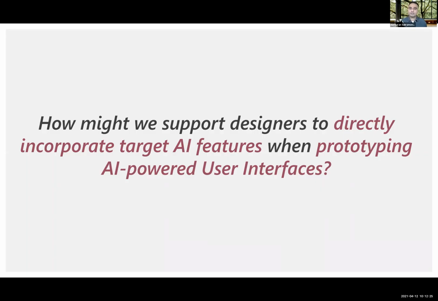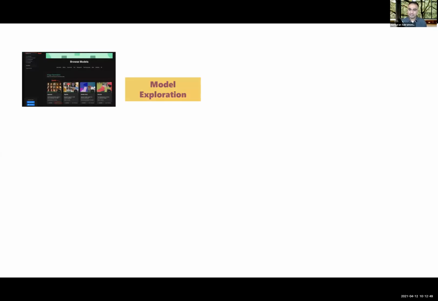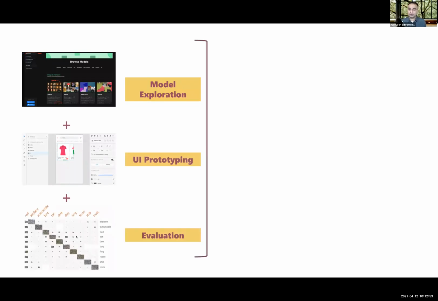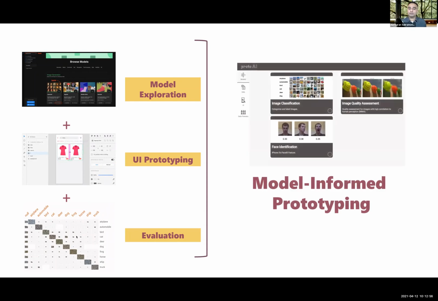A motivating question for this research is how might we support designers to directly incorporate target AI features when prototyping AI-powered user interfaces? By analyzing over 280 human AI design guidelines, we identified a set of design considerations for prototyping tools to operationalize the guidelines. We request that you refer to the paper for details, but at a high level, our approach combines model exploration, UI prototyping, and design evaluation in a single workflow that we call model-informed prototyping.